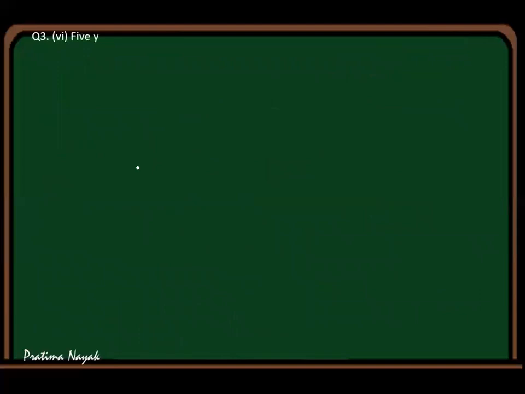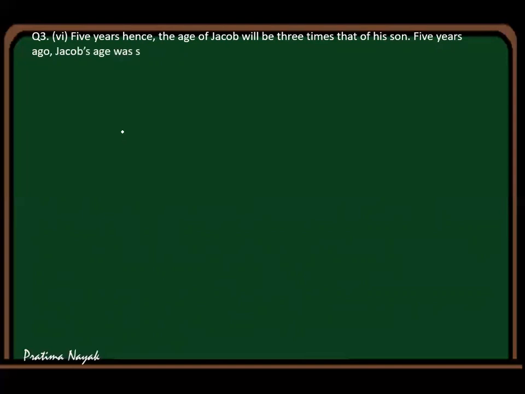Now, sixth part. 5 years hence, the age of Jacob will be three times that of his son. 5 years ago, Jacob's age was 7 times that of his son. What are their present ages?